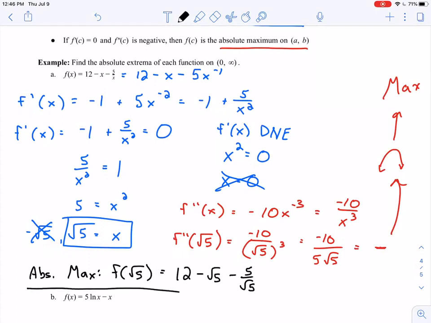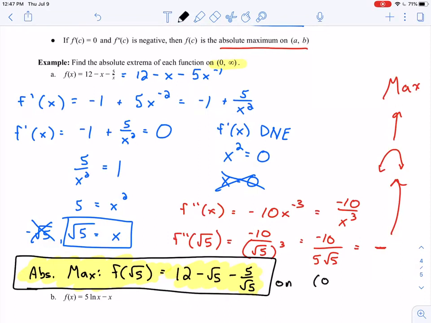So I have an absolute maximum at square root of 5, and its value is 12 minus square root of 5 minus 5 square root of 5. That is the absolute maximum on, remember, we're only working on the interval 0 to infinity. We don't get to say that it's the absolute maximum for negative infinity to positive infinity. Now, it could be the absolute maximum. If we looked at the graph, we could probably find that out, but we don't know for certain. And so for now, we can just say that's the absolute maximum, and then maybe I'll even add that in on 0 to infinity.